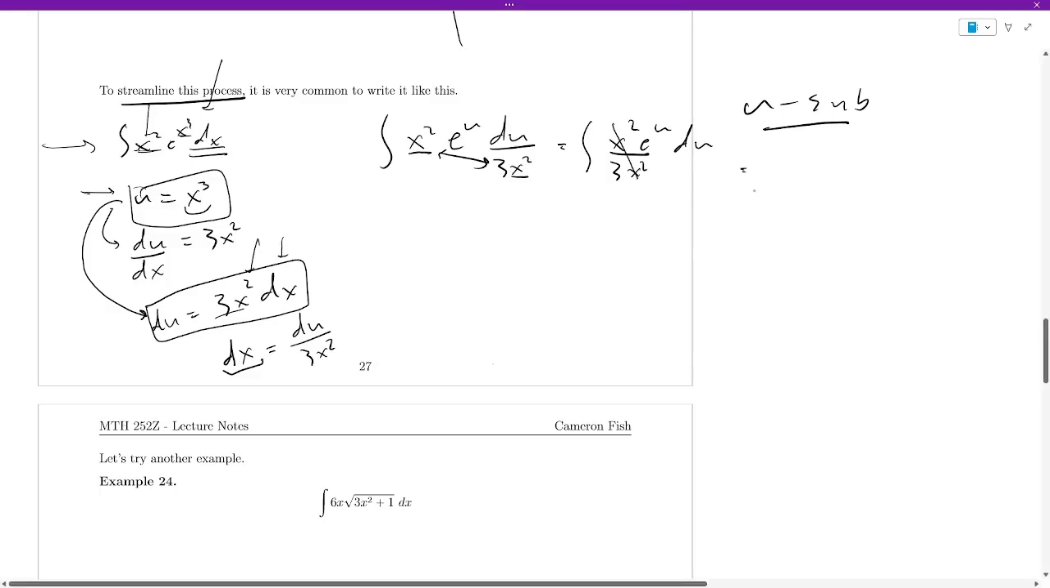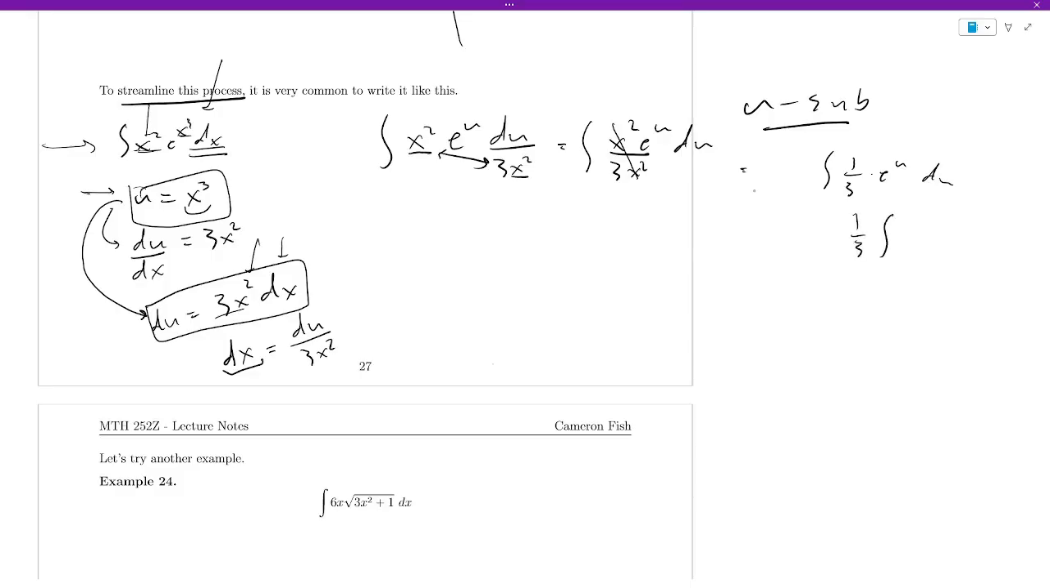I have a 3 in the bottom, so just to make it super clear, it's 1/3 times e to the u du. I can always pull a number out of the front of the integral. Usually from here, I'm just going to jump straight to 1/3 e to the u du, because the x squareds cancel, and there's still a 3 on the bottom. A 3 on the bottom is the same as 1/3 out front.